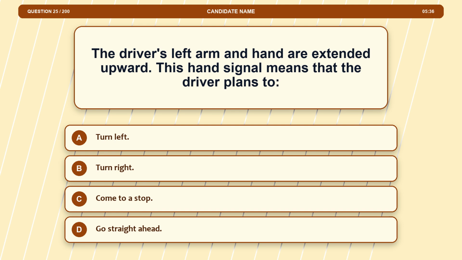Question 25. The driver's left arm and hand are extended upward. This hand signal means that the driver plans to Option A, turn left. Option B, turn right. Option C, come to a stop. Option D, go straight ahead.